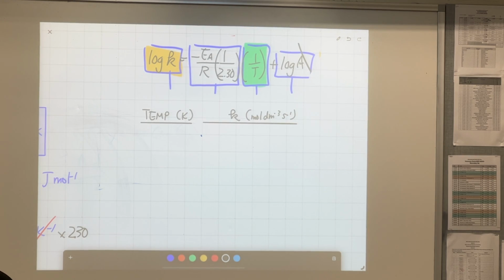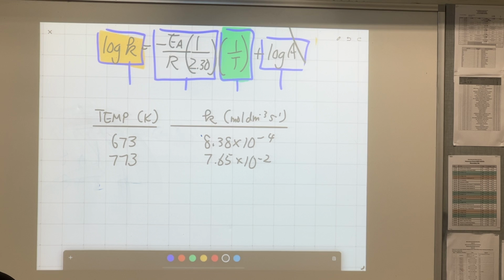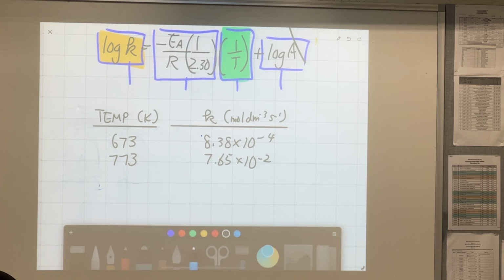So you have two sets of values, 673, 773, and 8.38 times 10 to the power negative 4, and 7.665 times 10 to the power negative 2. Can you get out a highlighter? If you have two different colors, even better.